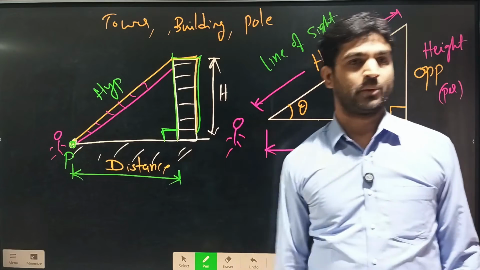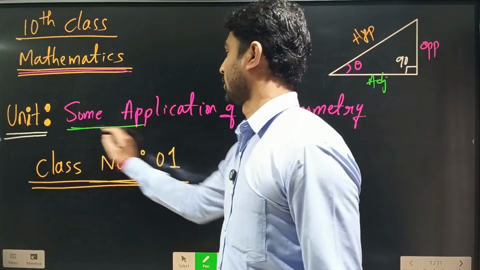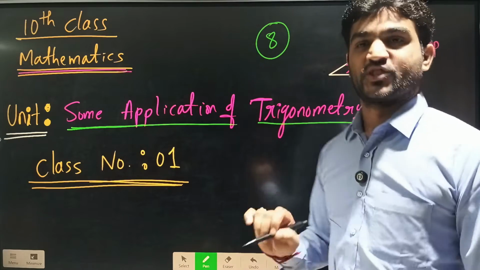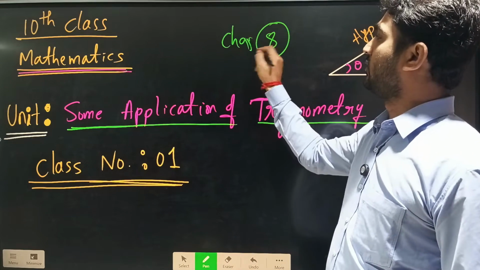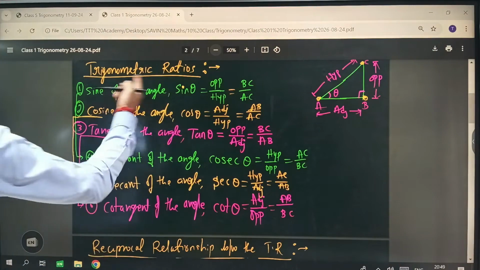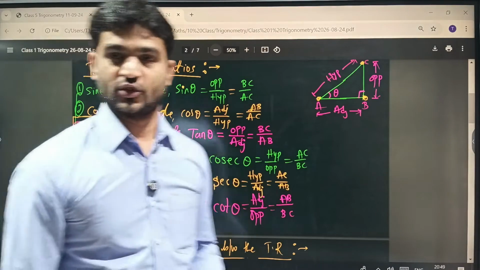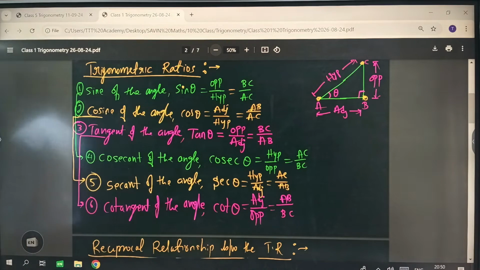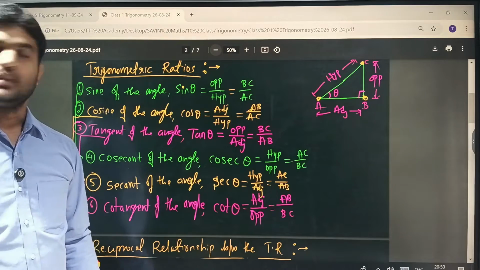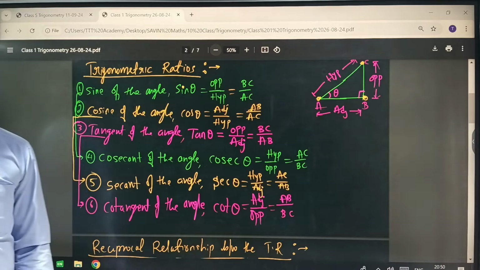So these are all the different applications where we use trigonometry. That is what this chapter is about: some applications of trigonometry. In the previous chapter, chapter number 8, we learned trigonometric ratios. Just in brief, as we all know, there are 6 trigonometric ratios. The first ratio is sine of the angle, sin theta, the second is cosine of the angle, cos theta, and the third one is tangent of the angle, tan theta.